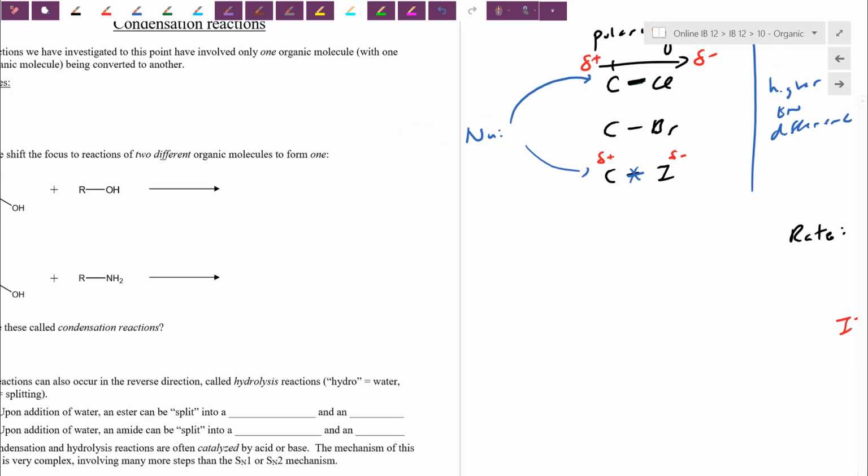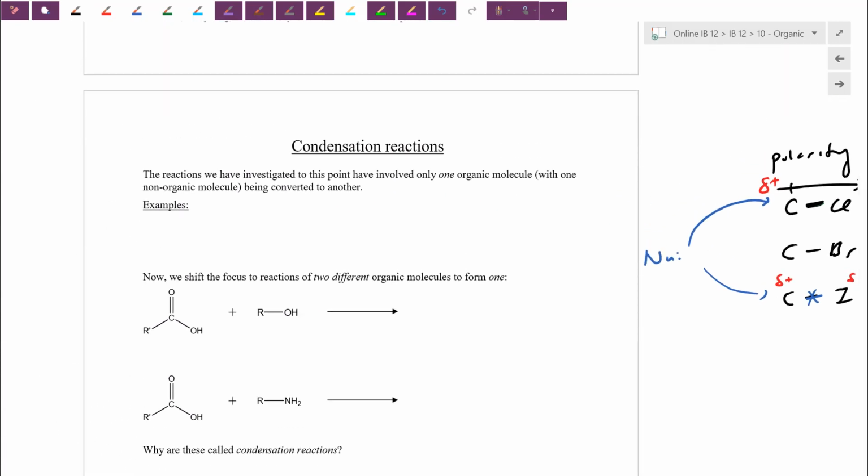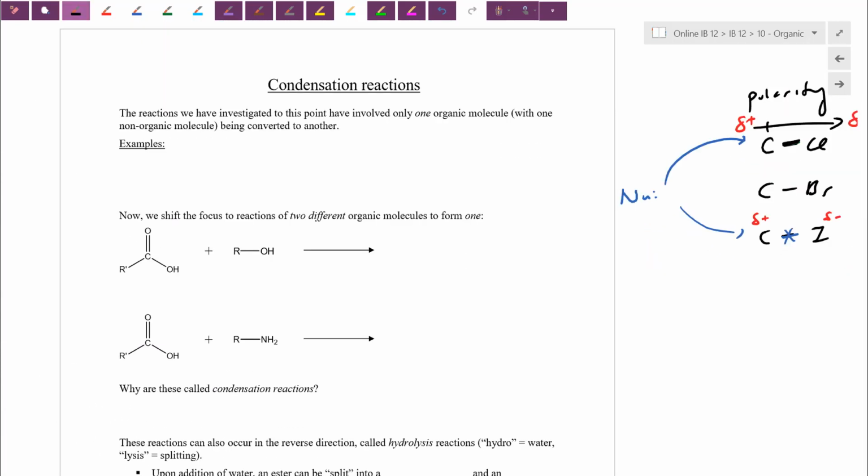One last type of reaction that we're looking at is called the condensation reactions. The reactions we've been investigating so far have reacted one thing that's organic with something that's non-organic, so two things, seeing the conversions. So far we've done two types. One is overall being called the addition reaction. Addition reaction we saw with alkenes.